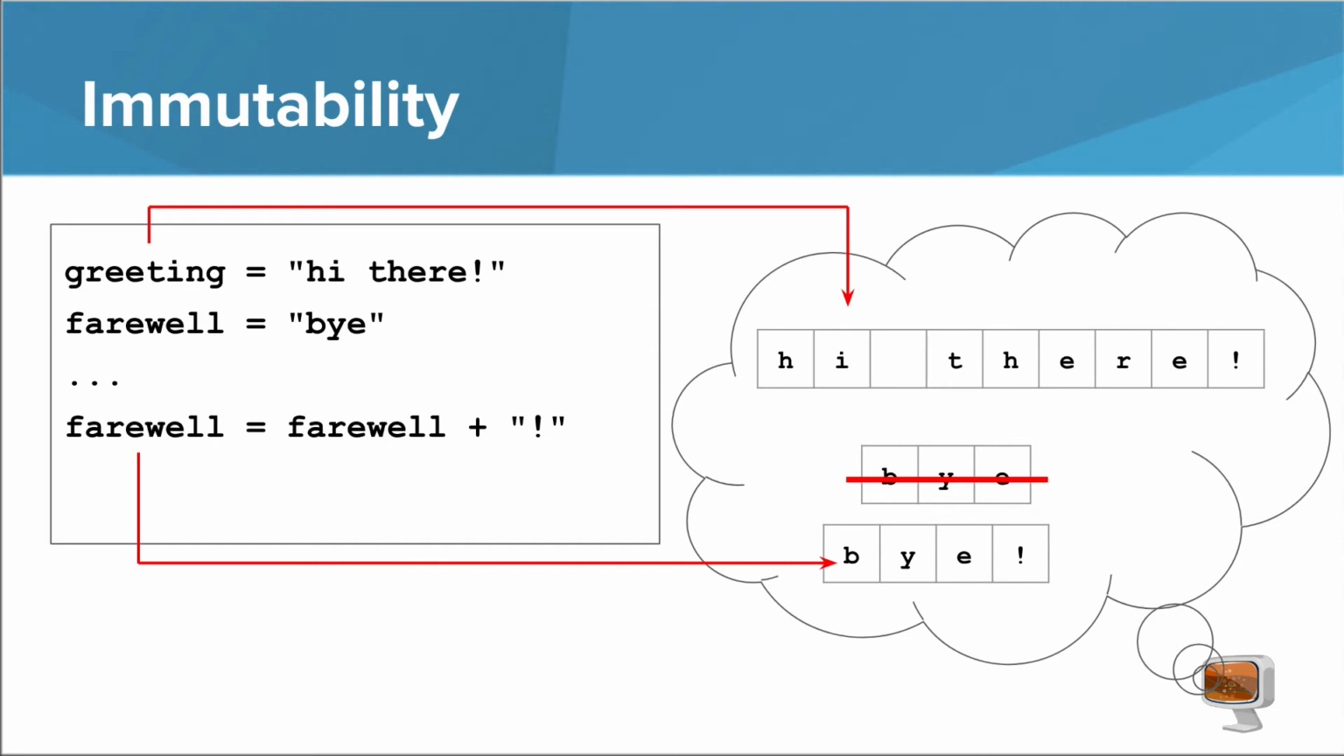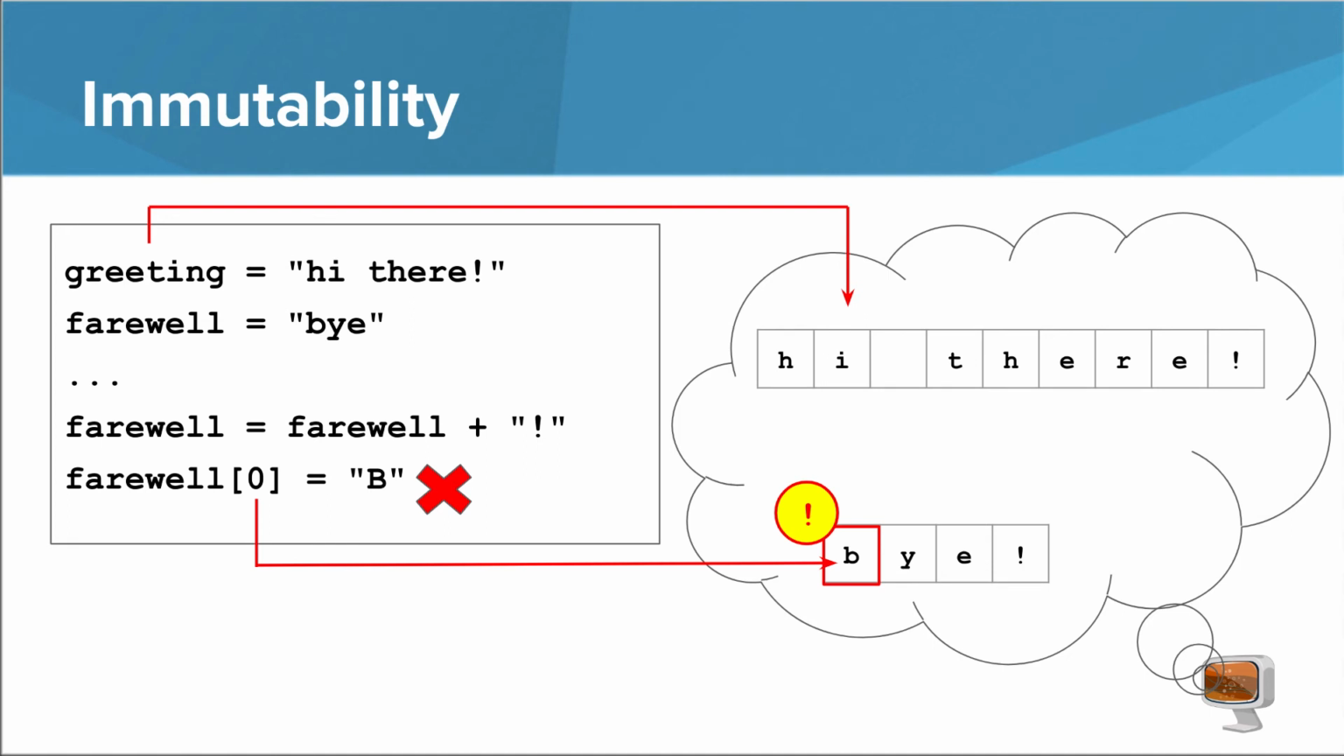The new string can even include pieces of old strings or entire old strings. In this case, we make a new string out of the old string farewell and another string that just has an exclamation point. This is all allowed, and this is about as close as you can get to mutating or changing a string. What you cannot do is this. You cannot try to change a particular character or set of characters within a string without completely replacing the string.